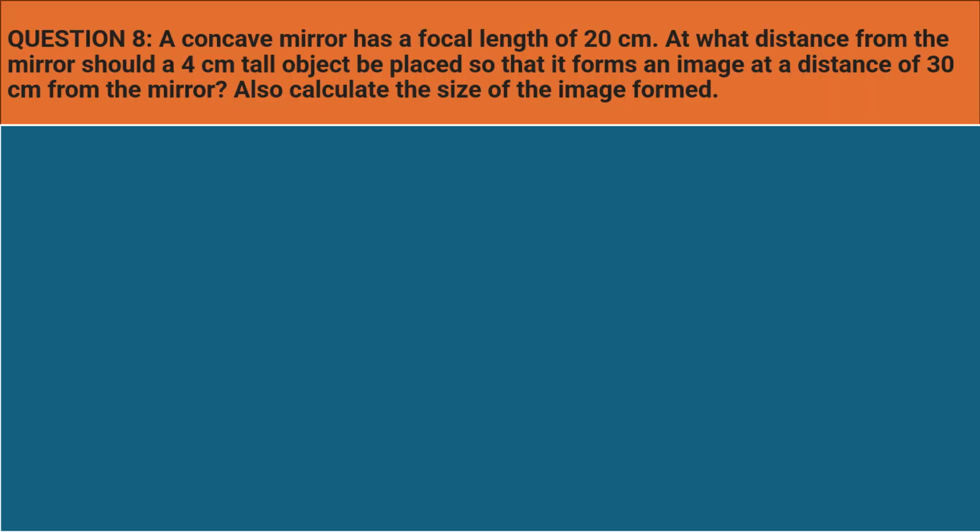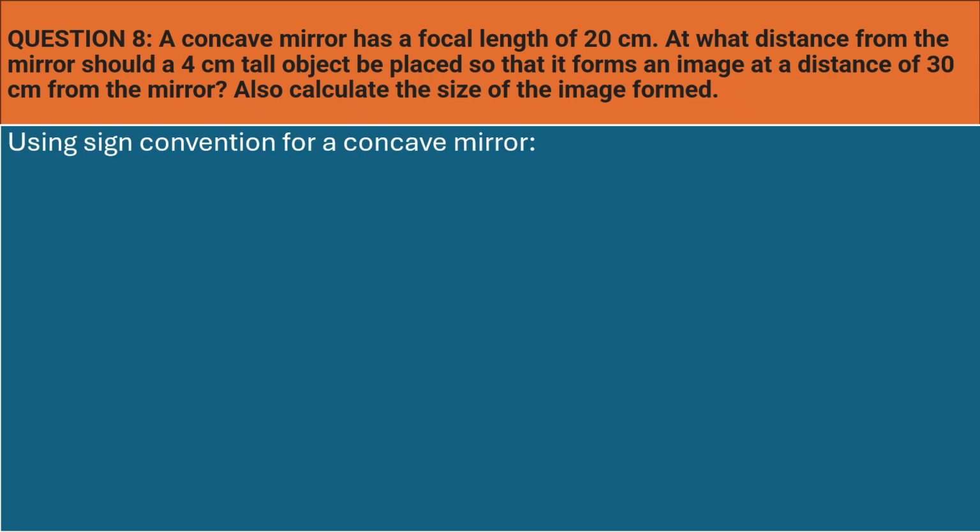Next is question number 8. A concave mirror has a focal length of 20 centimeter. At what distance from the mirror should a 4 centimeter tall object be placed so that it forms an image at a distance of 30 centimeter from the mirror? Also calculate the size of the image formed.